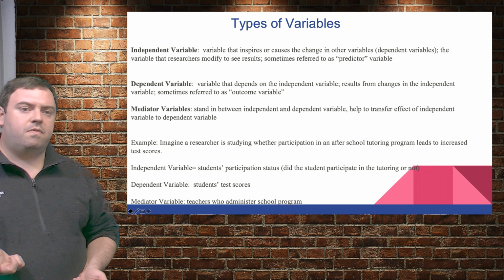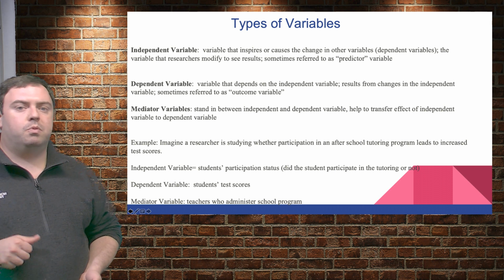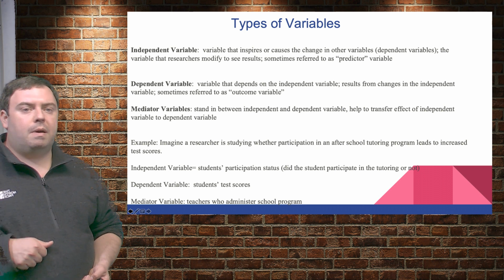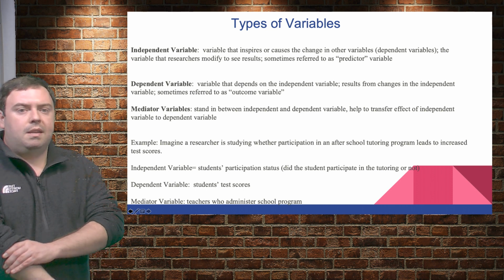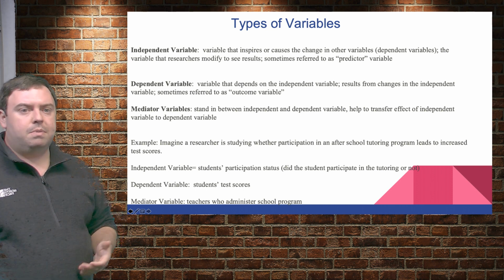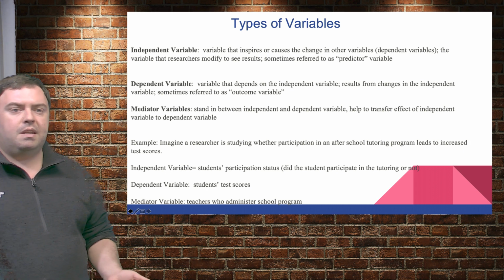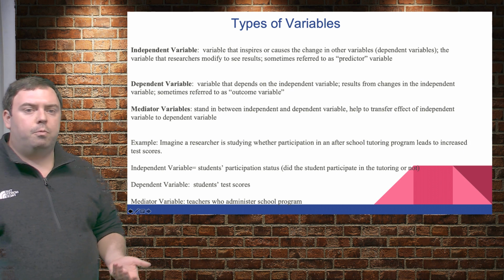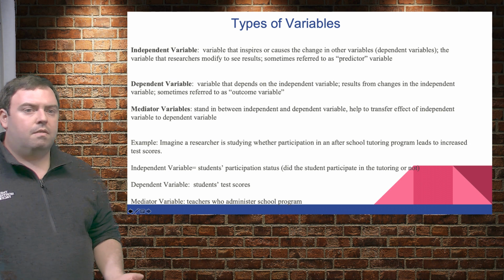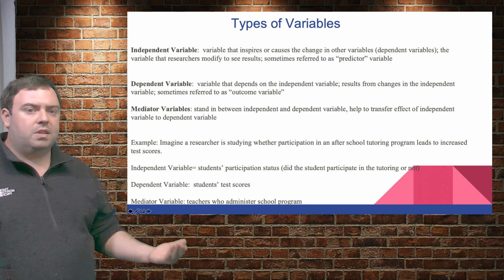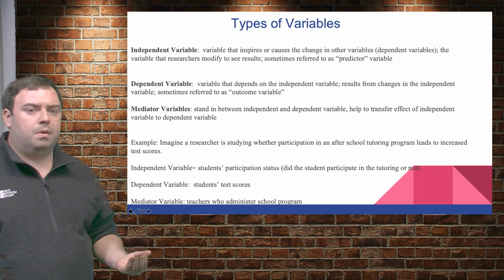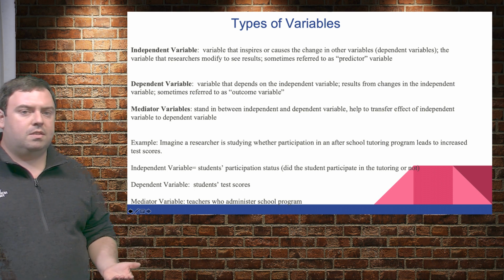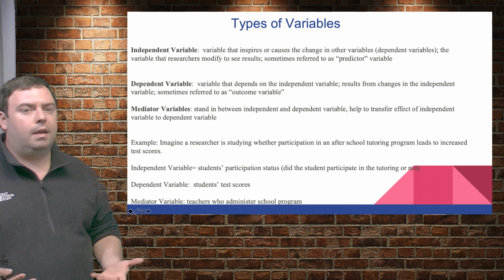There's another type of variable. There's actually other types of variables, but one type of variable that we'll talk about in this slide is mediator variables. Mediator variables stand in between the independent and dependent variables, and they help transfer the effect from the independent variable to the dependent variable. Let's look at an example. I think that'll help solidify this in a more concrete way.